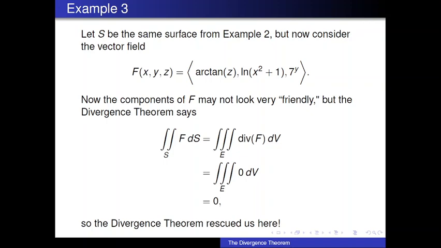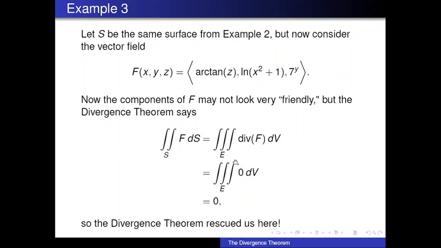But notice that its divergence is 0, right? Because the derivative of the first component with respect to x is 0. The derivative of the second component with respect to y is 0. And the derivative of the third component with respect to z is 0. So a surface integral of F along this surface S can be traded for the ordinary triple integral of the divergence of F, otherwise known as the zero function in this case, along this region E.